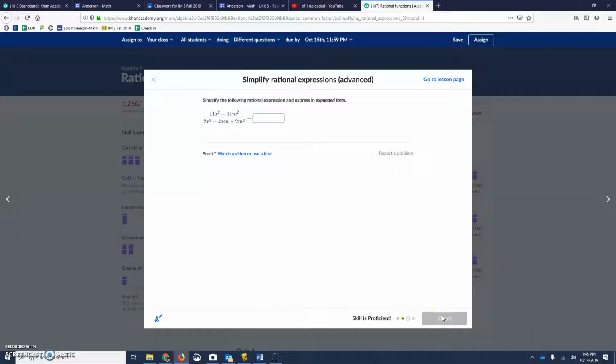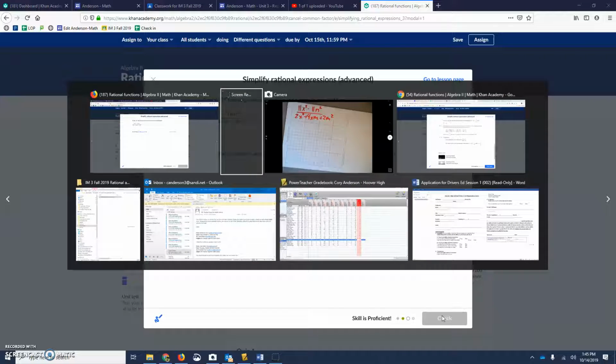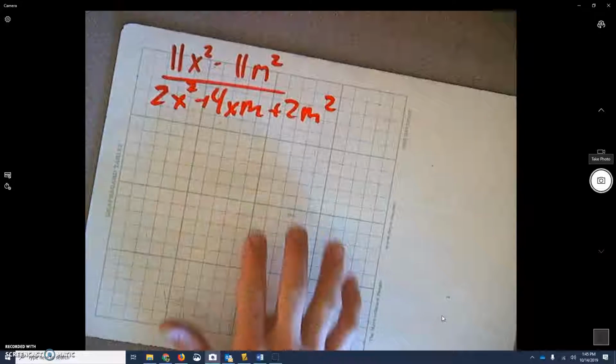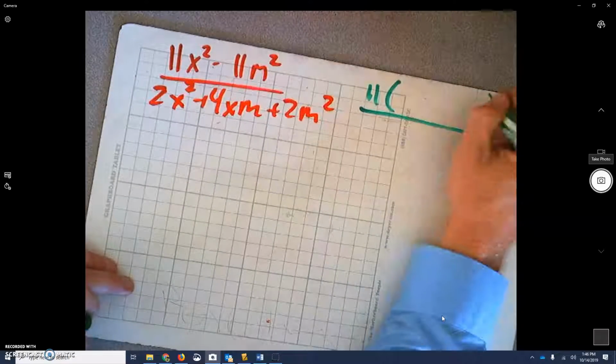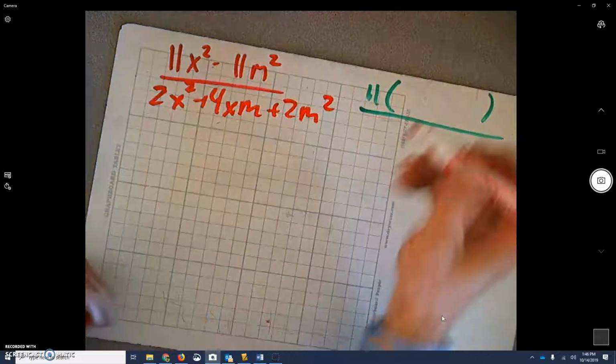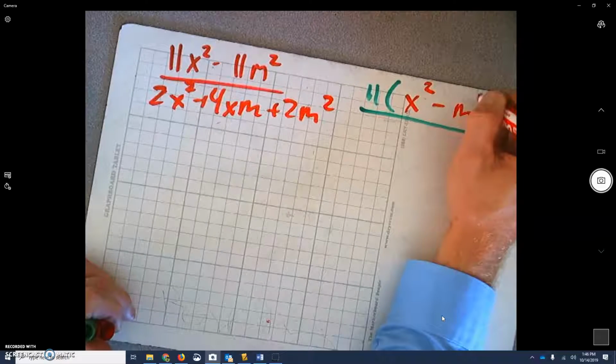All right, so we have 11x squared minus 11m squared over 2x squared plus 4xm plus 2m squared. I'm writing it down right now. You can see we can factor out an 11 up top. The first thing I said, you can pull out an 11 up top, so we'll do that first. 11. What's left over? It's x squared minus m squared.